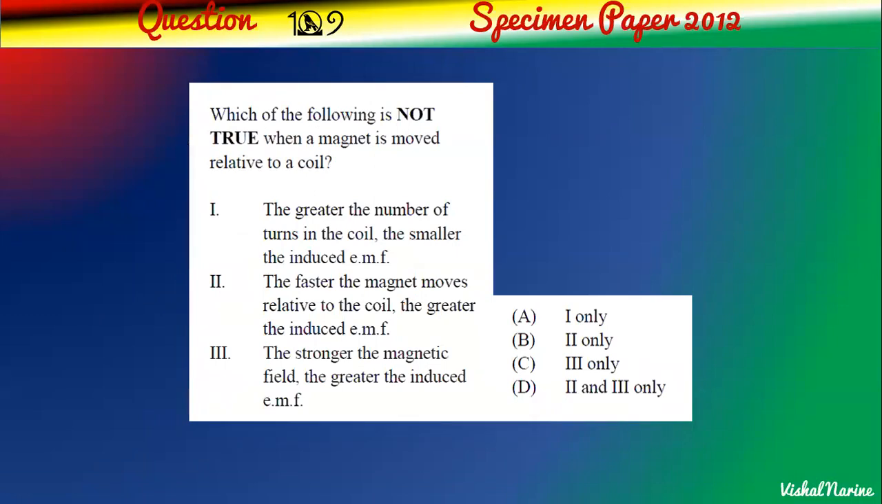Question 109. Which of the following is not true when a magnet is moved relative to a coil? And the only thing that is not true there is 1. All right, so it is A.